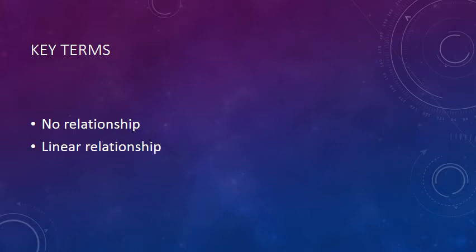So there are three key terms that I want you to be looking for in this slideshow presentation. The first is no relationship. The second is linear relationship. And the third is inverse relationship. So by the end of this lecture, you should understand what these three relationships look like and how you'd identify them.